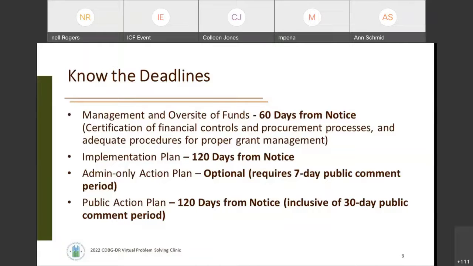This most recent consolidated notice allows for grantees access to administrative funds in advance of finalizing many of these requirements. And that's an excellent opportunity for grantees to be able to use the financial resources made available right away to help in these planning and program design efforts. The most recent consolidated notice allows for an admin-only action plan, which does require a plan request to be submitted to HUD, but has a shortened public comment period of just 7 days.